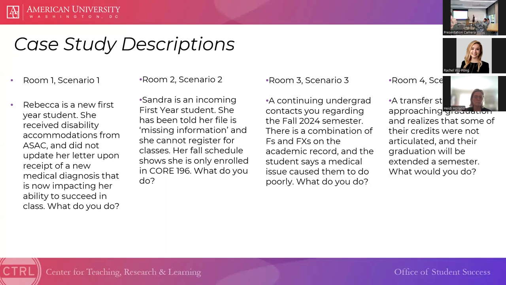So it's a first-year student that's been told they are missing information and the fall schedule only shows one course. Missing information, I would ask, who told you that? And then I would start trying to figure out, does the student claim they're enrolled? Have they completed their new student legal questionnaire? Those would be my first thoughts, because they will have a registration restriction, but maybe it seems like that's not the question. That's where I started from.